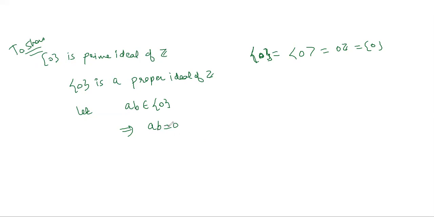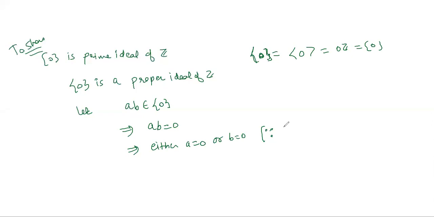अब AB is equal to 0 implies either A is 0 या B is 0. अब ये कहां से आया? Why is this true? Is it always true कि किसी भी रिंग के दो एलिमेंट्स का प्रोडक्ट 0 है तो one of them has to be 0? ये कब होता है? जब कोई जीरो डिवाइजर ना हो.